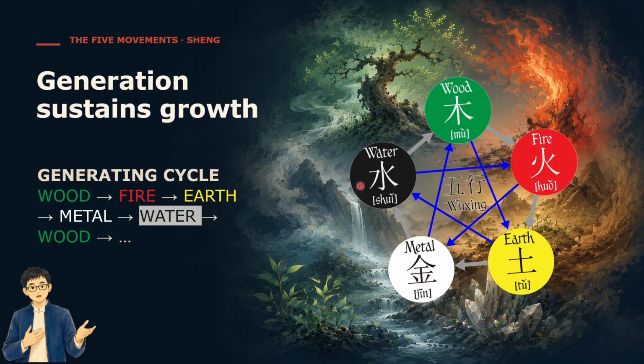Finally, water descends and stores energy during winter, preserving the potential from which wood can grow again in spring. Generation therefore gives the system continuity. Each phase develops from the conditions created by the previous one and in turn prepares the way for what follows.